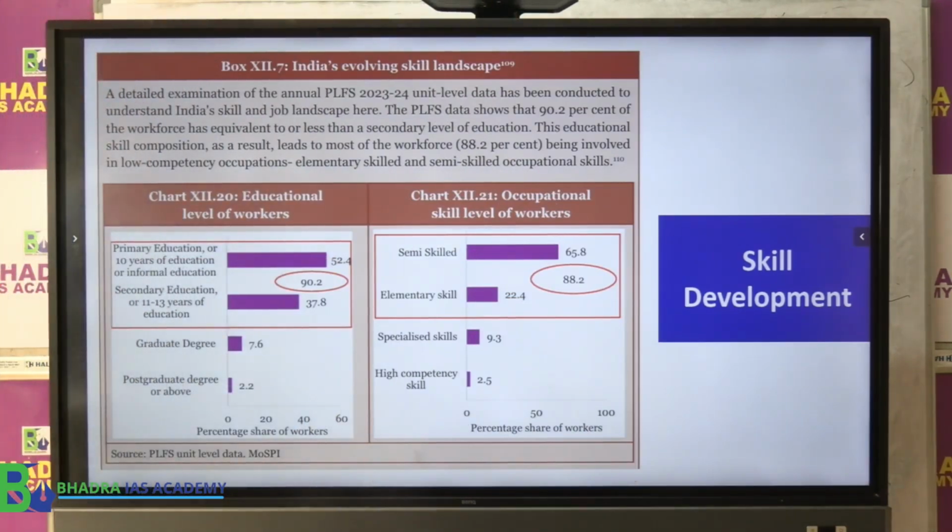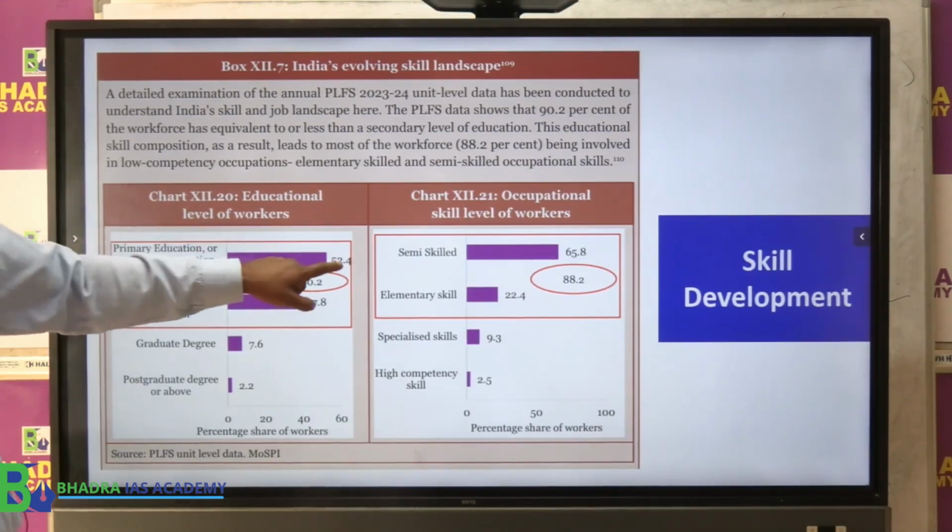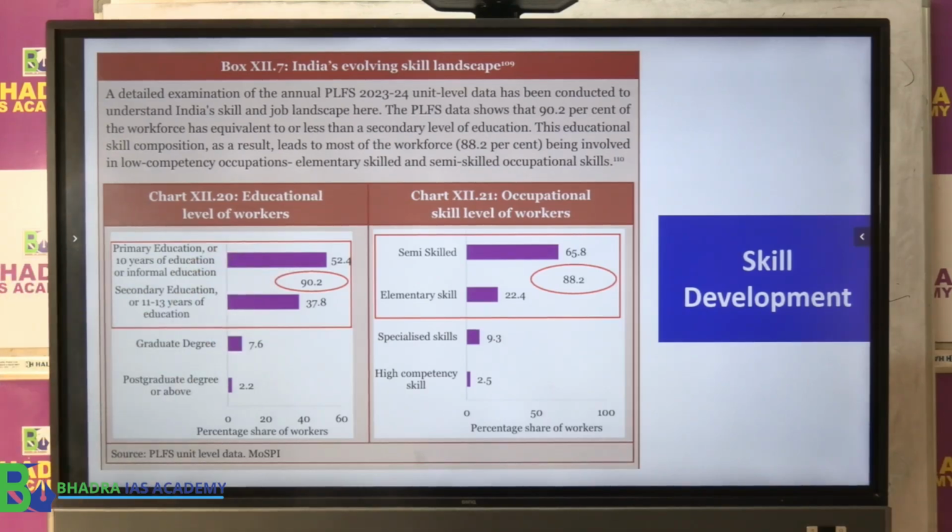Now if you look at the details here, primary education, or 10 years of education, or informal education, is the level of 52% of workers. Secondary education, or 11 to 13 years of education, only 37%. Graduation only 7%, postgraduate only 2.2%. This is the percentage share of workers by educational level. So it shows that most of them are not qualified and skills are not there.